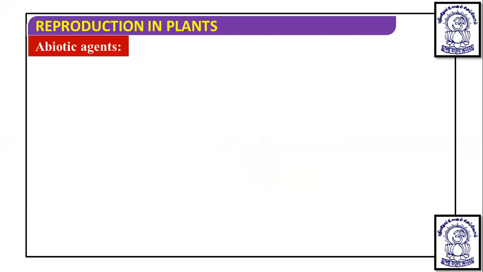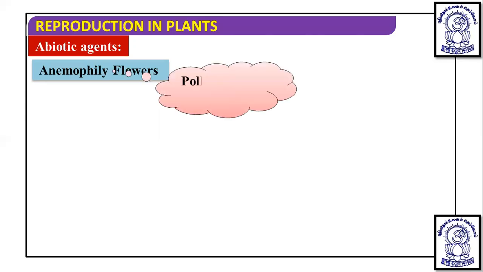So first we will be discussing abiotic agents, and among abiotic agents we are going to talk first about wind, how wind plays a role in the transport of pollen grain. And this wind pollination is known as anemophily. Now we have to deal with the characters shown by flowers which exhibit anemophily. Okay. So it is pollination by wind.